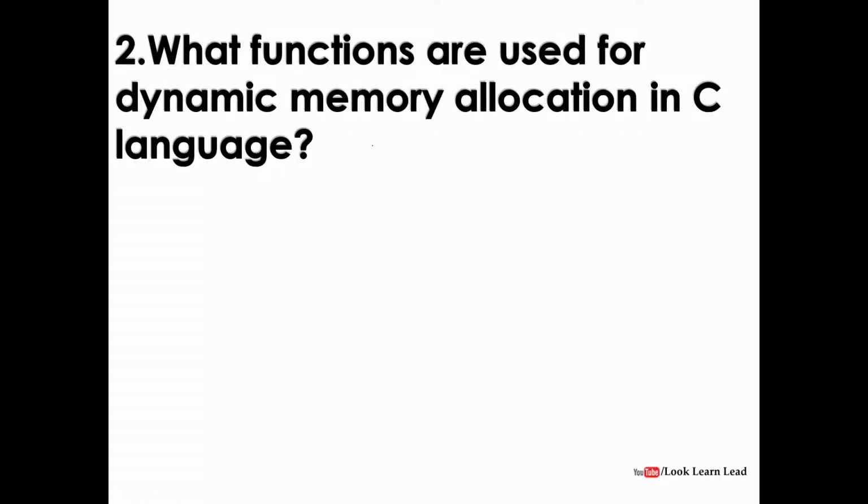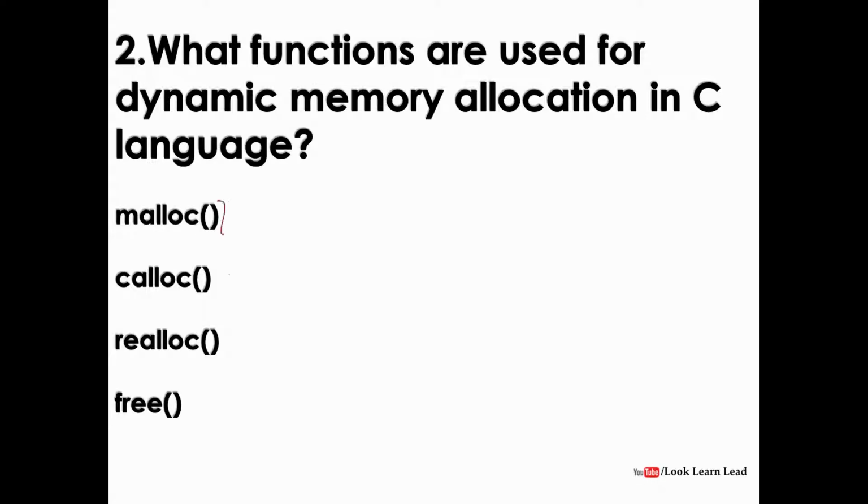What functions are used for dynamic memory allocation in C language? Okay, let's see the functions. That is malloc, calloc, realloc and free. These two functions, malloc and calloc, are used for allocation. Realloc is used for reallocation, that is, for changing the size of memory. Free is used to release the memory occupied by malloc and calloc.